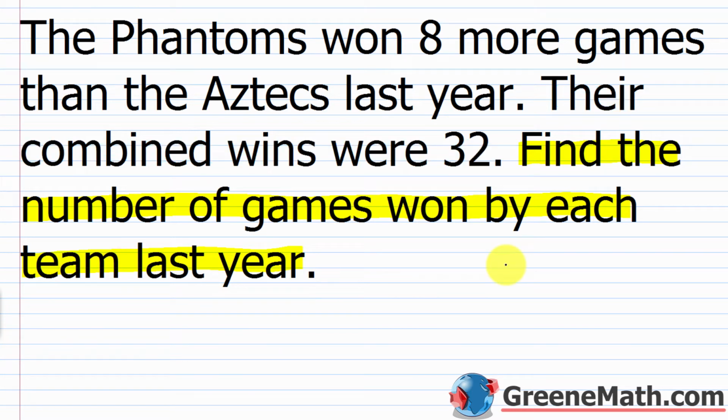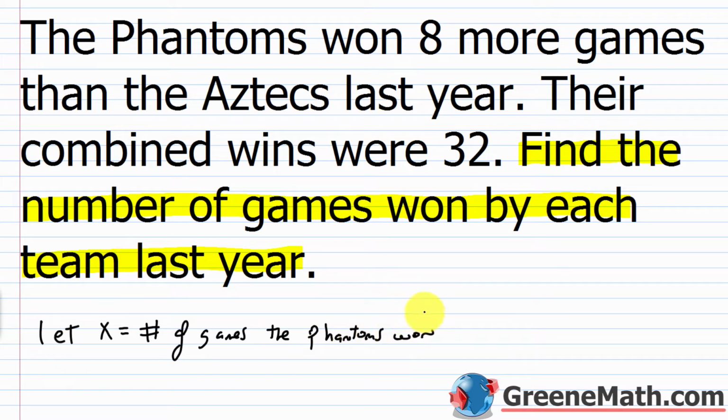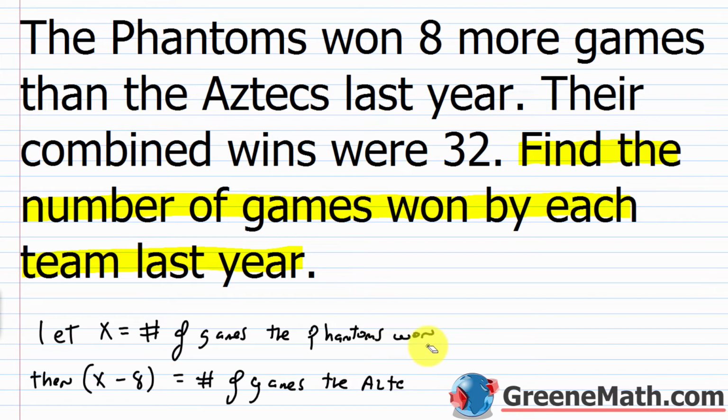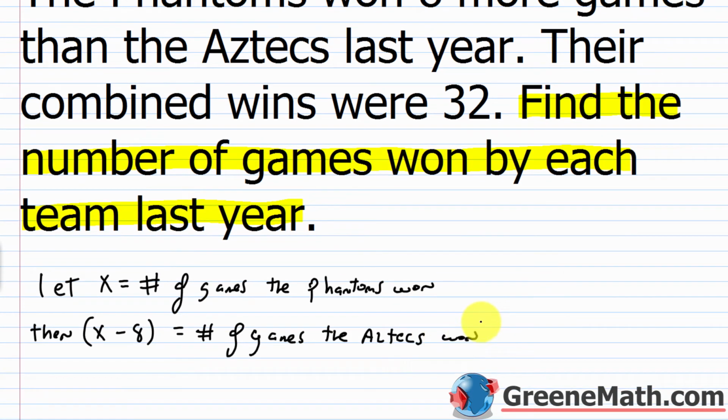So one question you might have is, what if I started out by saying, okay, well, the number of games that the Phantoms won would be represented with x. So let's try it that way. Let x equal the number of games the Phantoms won. So then x minus 8 is now the number of games the Aztecs won. So you can do it either way. It doesn't really matter. You're going to get the same answer.